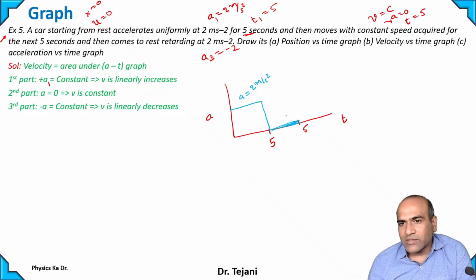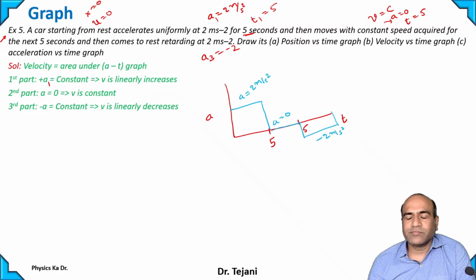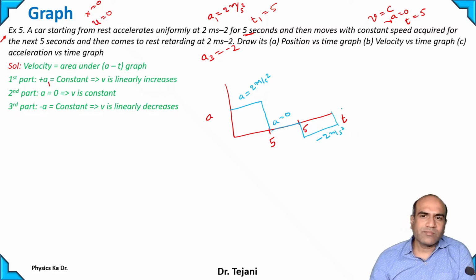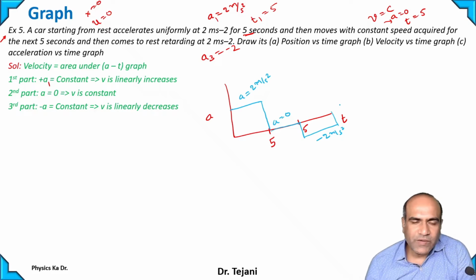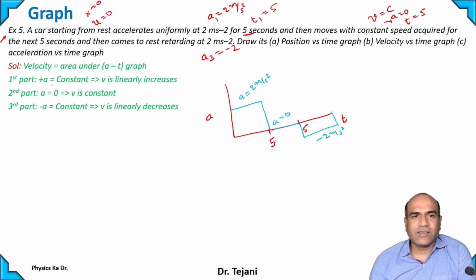So here acceleration is equal to 0. Then acceleration becomes negative, minus 2 meter per second square, and then it continues. So this is the case.